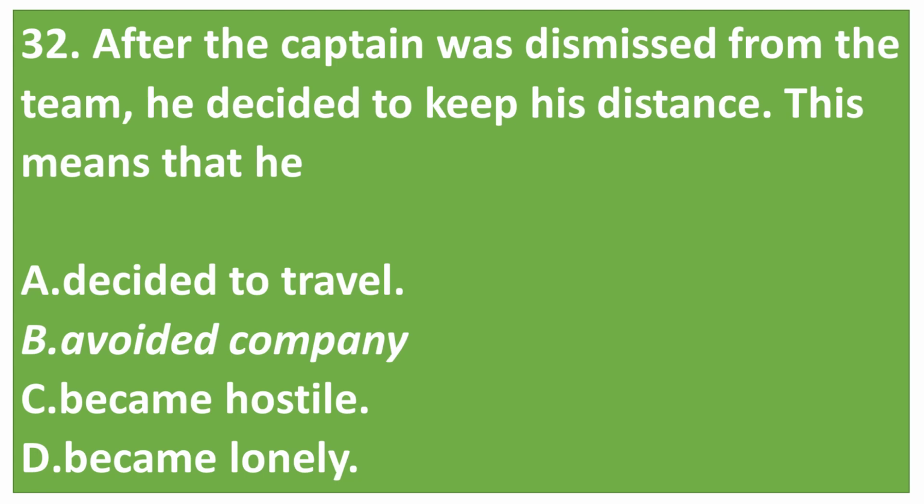Question 32. After the captain was dismissed from the team, he decided to keep his distance. This means that he A. decided to travel, B. avoided company, C. became hostile, D. became lonely. The correct answer to this question is B. This means that he avoided company.